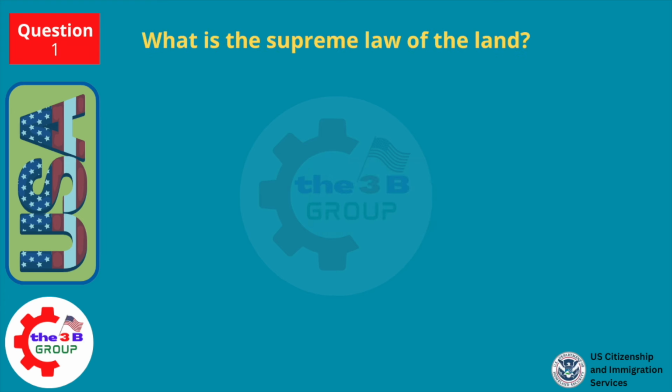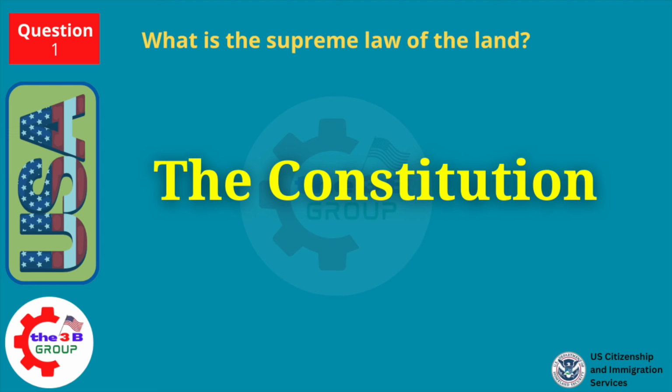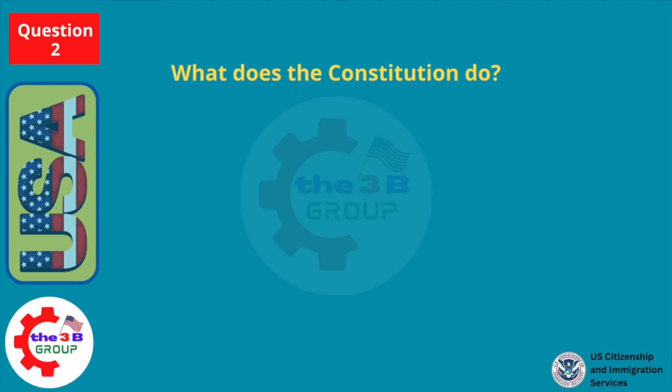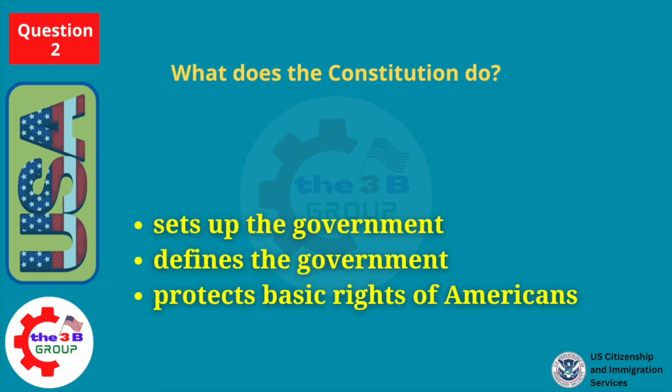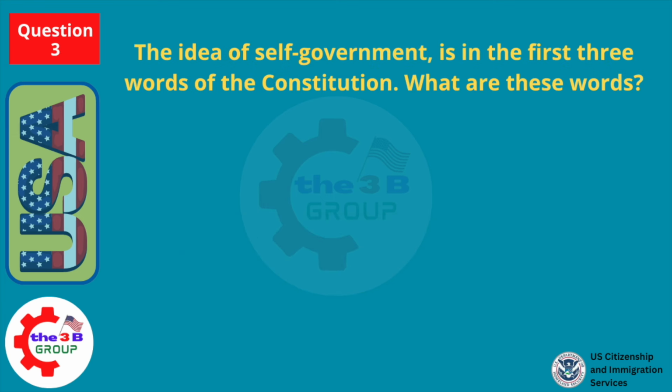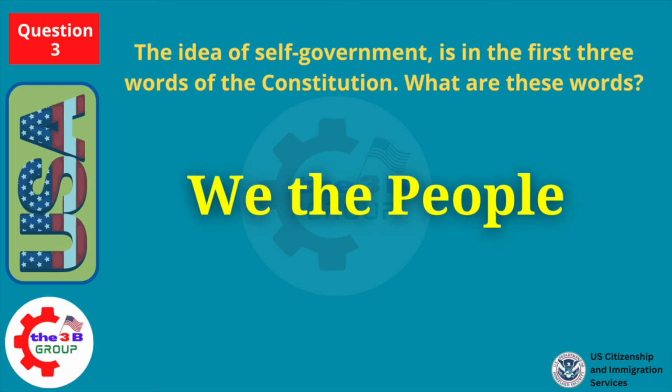What is the supreme law of the land? The Constitution. What does the Constitution do? Sets up the government. The idea of self-government is in the first three words of the Constitution. What are these words? We the people.